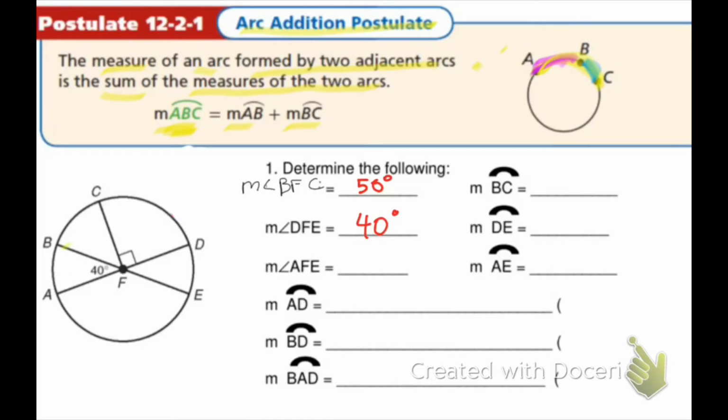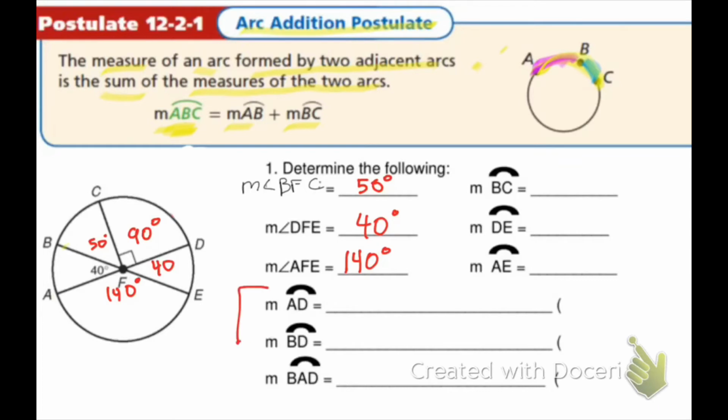Let's look at AFE. So I know that this is 40 degrees here. I could use vertical angles with this guy and this angle. That'd be fine. Or I know that from A to D is 180 degrees. It's a semicircle. So I could do 180 minus the 40 to get 140 degrees for AFE. Just like that. So I have 140 here. I have 40. Obviously that's 90, and then 50.